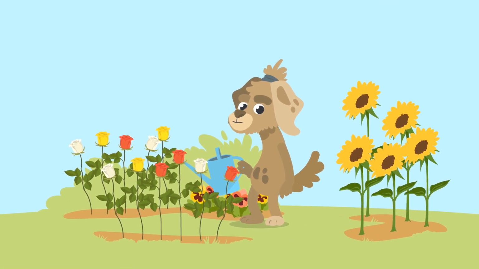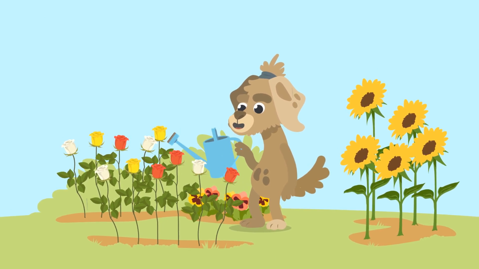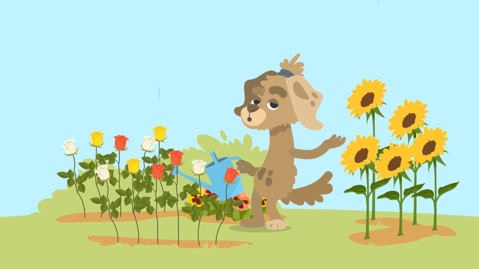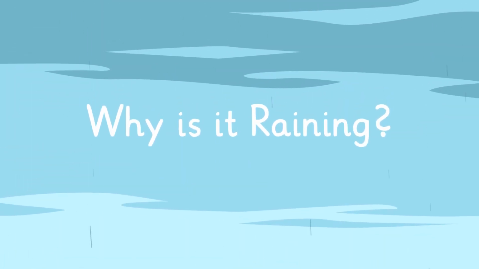Looks like Uma's flower garden is in desperate need of water. Huh? Was that a raindrop just now? It's not going to rain, is it? I guess Uma doesn't need to water after all, but she still wonders, why is it raining?